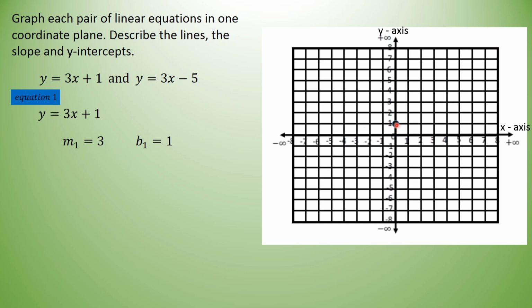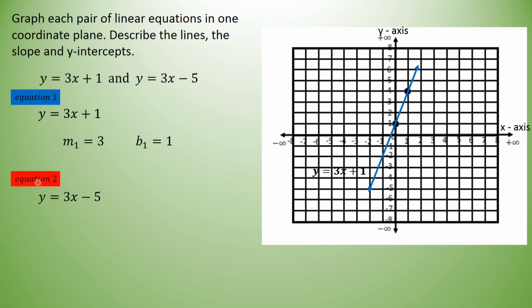So let us move from this point 3 steps upward. 1, 2, 3, and then 1 step papunta sa kanan. Since ang slope natin ay positive. So this is our second point. Since meron na tayong 2 points, pwede na natin i-connect using a straight line. So this is our equation, y equals 3x plus 1.